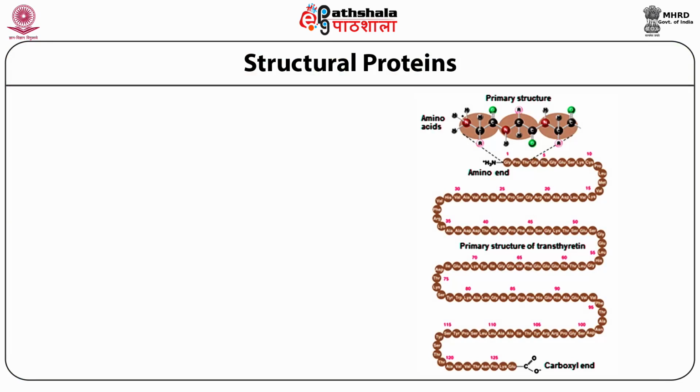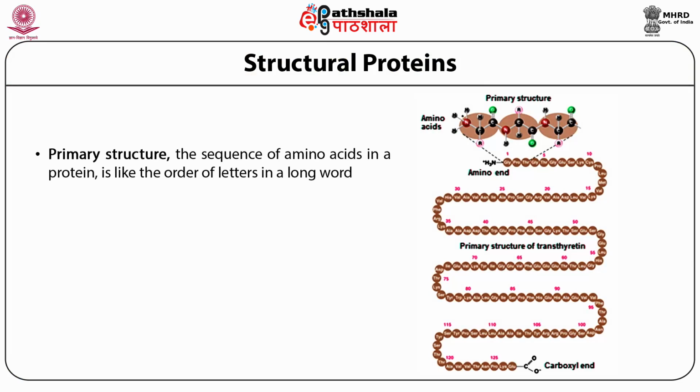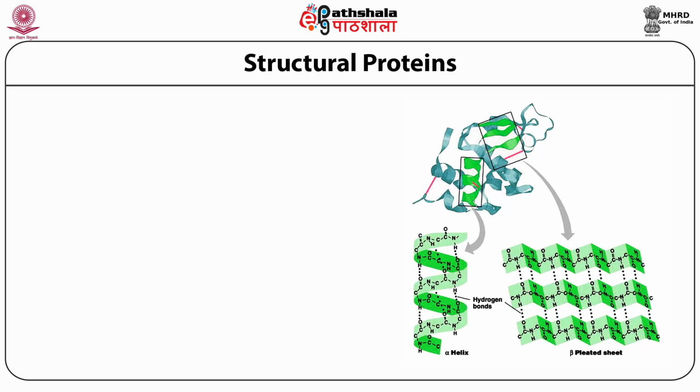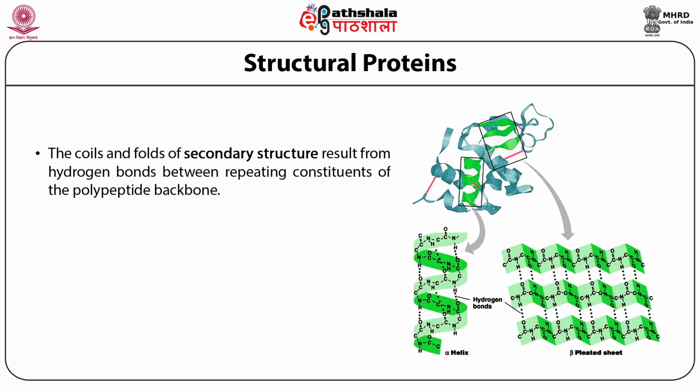Primary structure of proteins: the sequence of amino acids in the protein is like the order of letters in a long word. Primary structure is determined by inherited genetic information. The primary structure basically gives the sequence of arrangement of amino acids, how they are arranged in the protein molecule. Based on the primary structure we get information that leads to the secondary structure of proteins. The coils and folds of secondary structure result from hydrogen bonds between the repeating constituents of the polypeptide backbone.